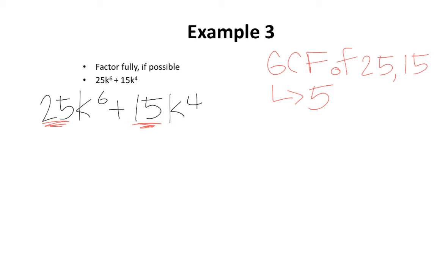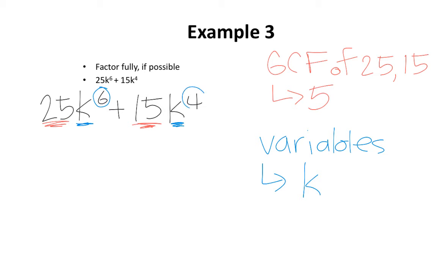The next thing we want to take a look at are the variables. Are there any variables common between these two terms? If you look closely, you'll see that k is a variable that's within both these two terms. So let's make a note of that. Once you've done that, you want to look back at the exponents of these k's. You want to look for the lowest exponent. The lowest exponent here is 4. At this point, we want to factor out a 5 and k to the power of 4. So let's go ahead and do that.